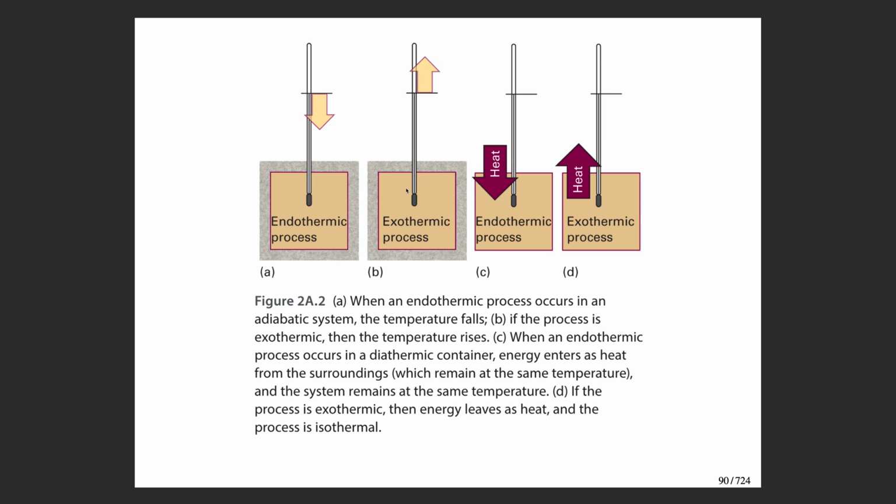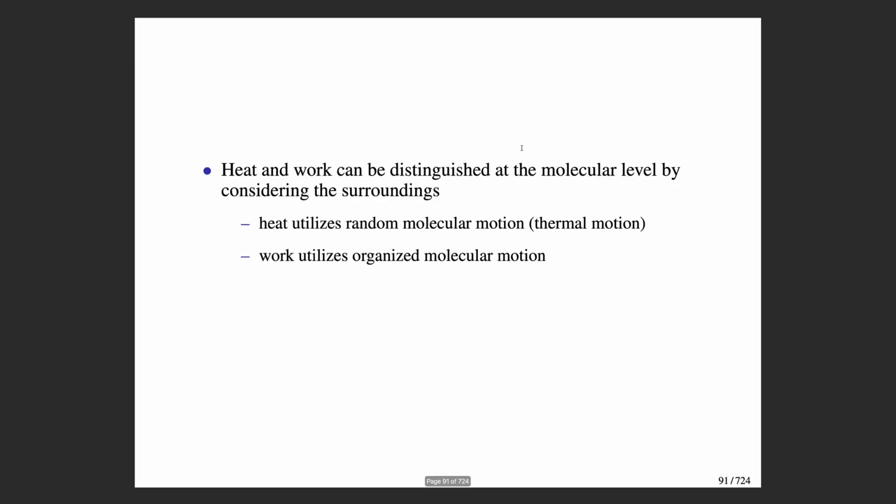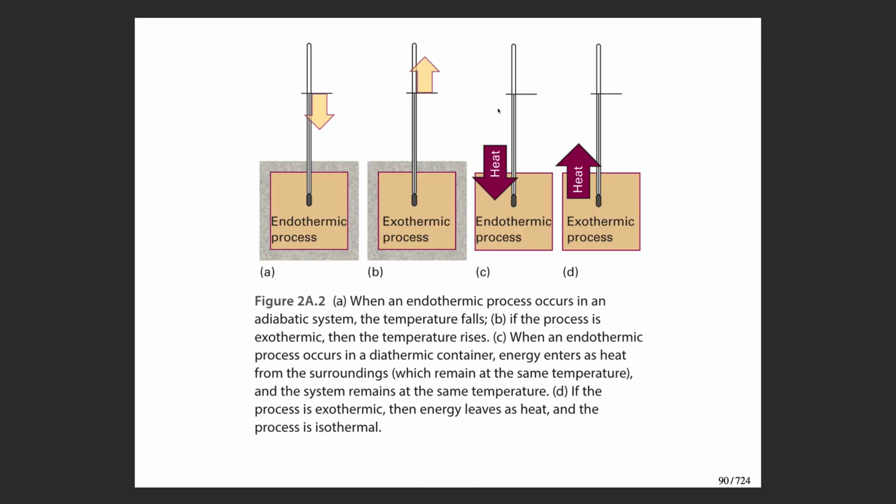Contrast that with an exothermic process for adiabatic walls. You're going to find that the temperature inside the system is going to go up. If you remove the adiabatic wall and replace it with a diathermal wall that allows heat to flow, when you have the endothermic process, the system will absorb thermal energy from the surroundings via heat, and that can keep the temperature steady, right? The temperature will stay constant, typically with whatever the temperature of the surroundings is.